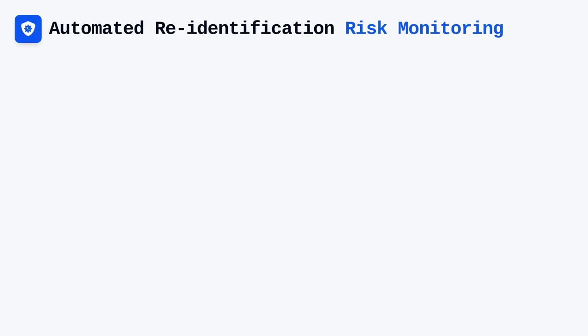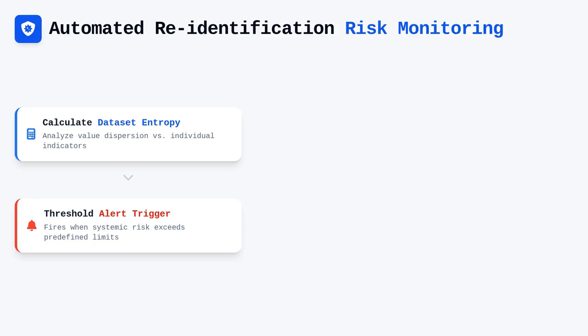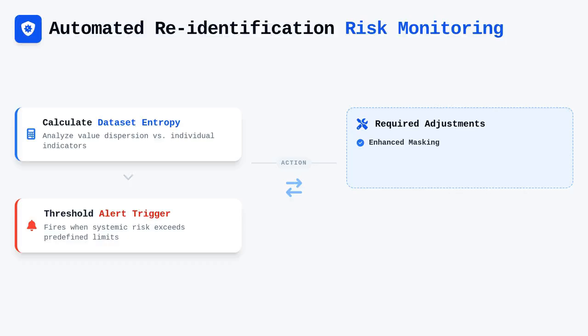Engineers should establish automated alerts that trigger whenever the systemic re-identification risk exceeds the organization's predefined threshold. This is not simply a matter of checking for the presence of PII, but rather calculating the entropy of the dataset to see if the overall dispersion of values has become too indicative of specific individuals. When an alert fires, it signals that the generalization or pseudonymization approach is no longer sufficient and that further masking or k-anonymity adjustments are necessary.